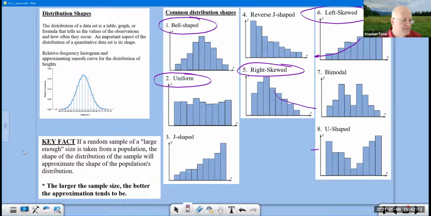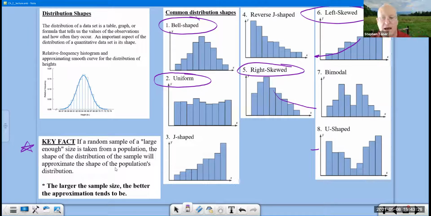Now I've got a key fact at the bottom of your page that says if a random sample of a large enough size, and we're not really saying what large enough is, is taken from a population, the shape of the distribution of the sample will approximate the shape of the population's distribution. And the larger the sample size, the better the approximation tends to be, with the caveat that we've got a good sampling method.